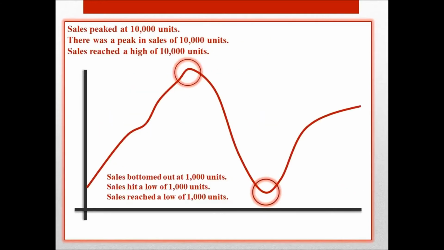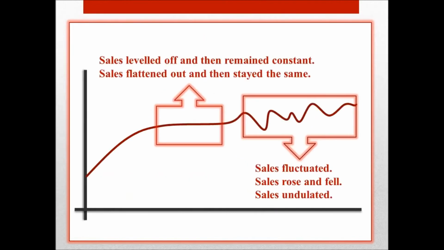Sales peaked at 10,000 units. There was a peak in sales of 10,000 units. Sales reached a high of 10,000 units. Sales bottomed out at 1,000 units. Sales hit a low of 1,000 units. Sales reached a low of 1,000 units. Sales levelled off and then remained constant. Sales flattened out and then stayed the same.